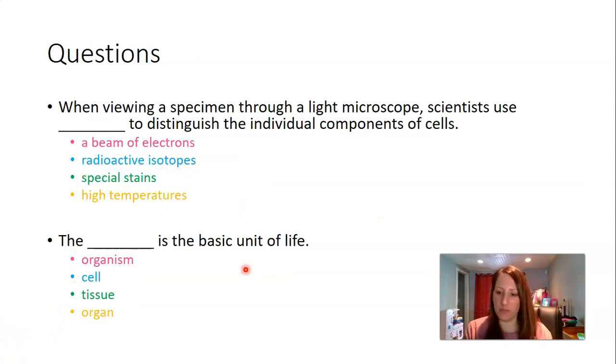Okay, so here we go. Here's some questions. First one, when viewing a specimen through a light microscope, scientists use blank to distinguish the individual components of cells. Do they use a beam of electrons, radioactive isotopes, special stains, or high temperatures?